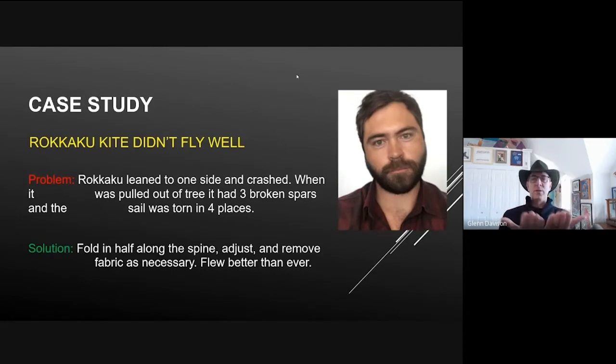What I did was I took the sail, repaired it, and then folded it along the spine so that I could see whether the sides were equally matched. And they weren't. So I adjusted the spine and made sure that the sides were equal. I don't think in that case I had to remove fabric. On other kites that I've built, I've done this technique of folding in half to make sure I have symmetry. But that kite that had 3 broken spars and was torn in 4 places flew better than ever.